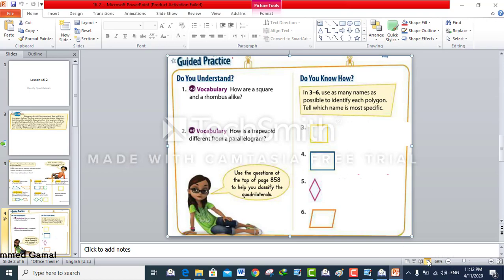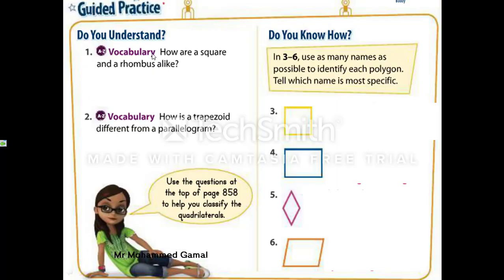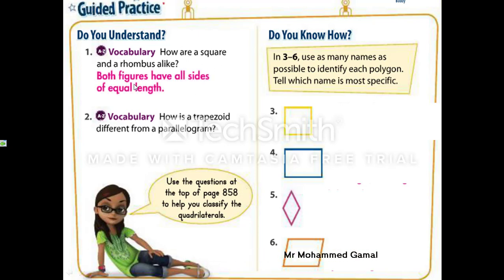Now question number 1. How are a square and rhombus alike? Of course, a square has 4 equal sides and a rhombus as well has 4 equal sides. So both figures have all sides of equal length. They have 4 equal sides.